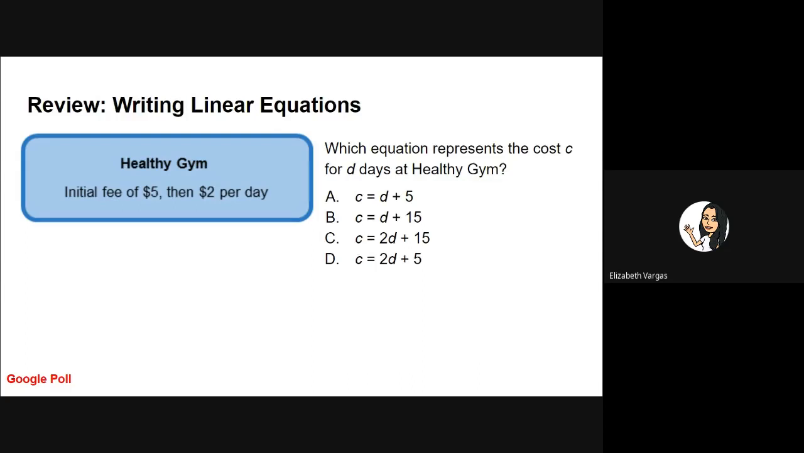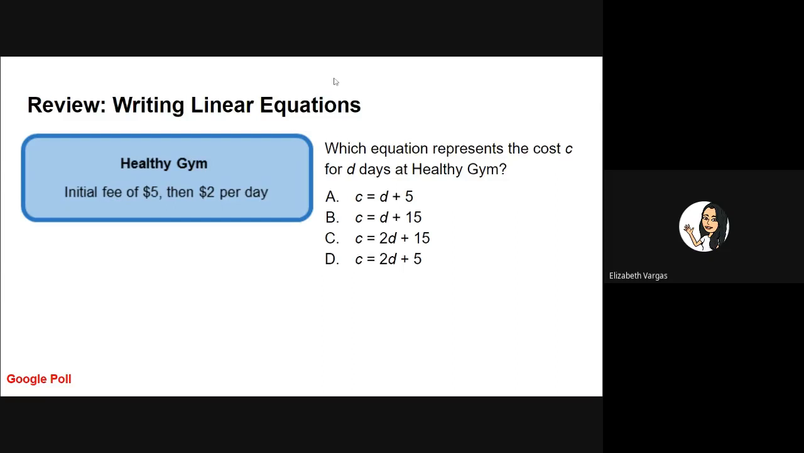Wonderful job. The answer here is D. What equation represents the cost C for D days at Healthy Gym? Well, we know that the initial fee is $5, so that eliminates B and C. Here, the cost per day is $2, so we would have 2 times D because you would have $2 per day. That leaves us with answer choice D. So D would represent that equation. Any questions here? Questions, concerns?